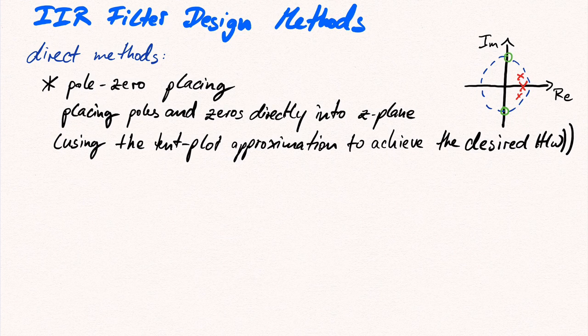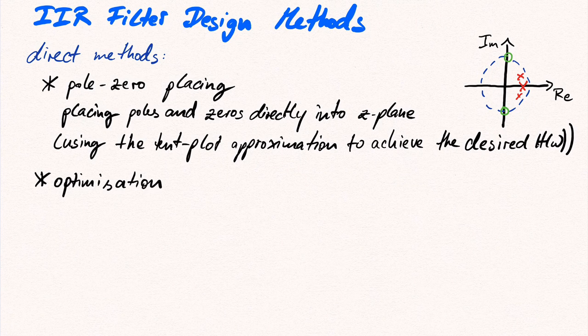For instance, one can place poles close to but inside the unit circle in order to achieve a passband of a filter, and zeros on the unit circle to achieve the stop band of the filter. This example here would yield a third-order low-pass filter due to the 3 poles. To increase the roll-off of the filter, the poles have to be pushed closer to the unit circle.